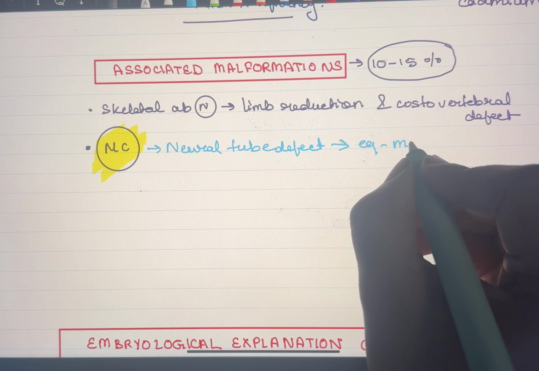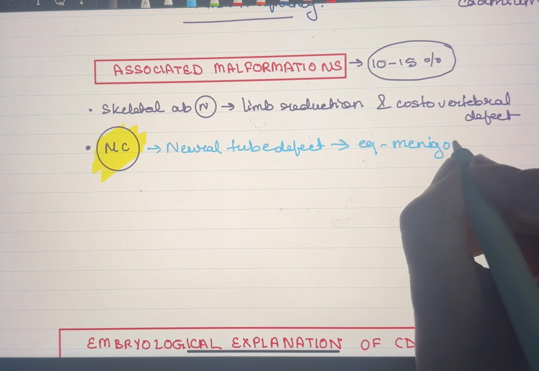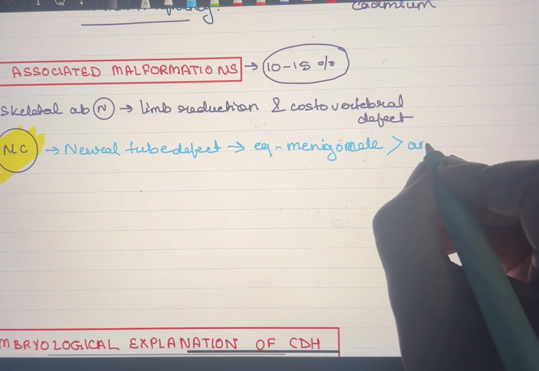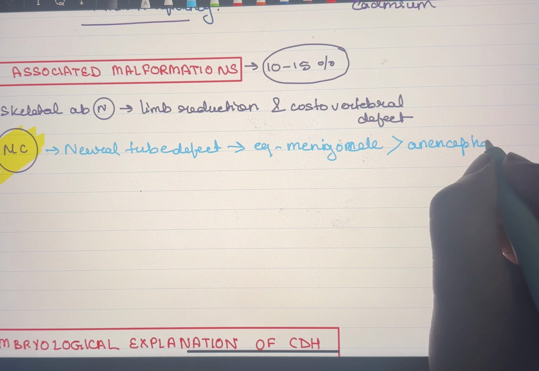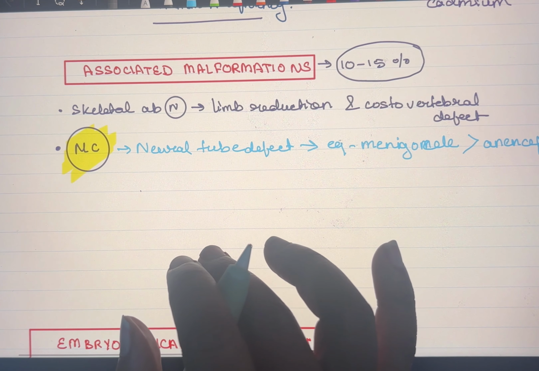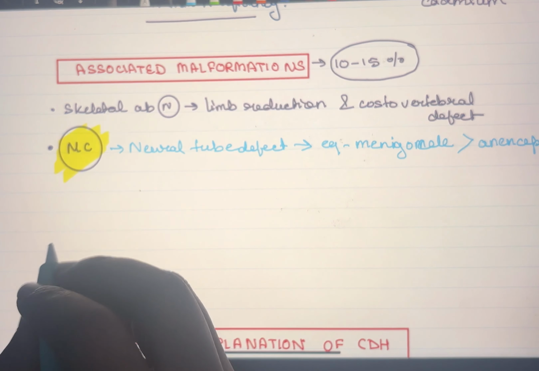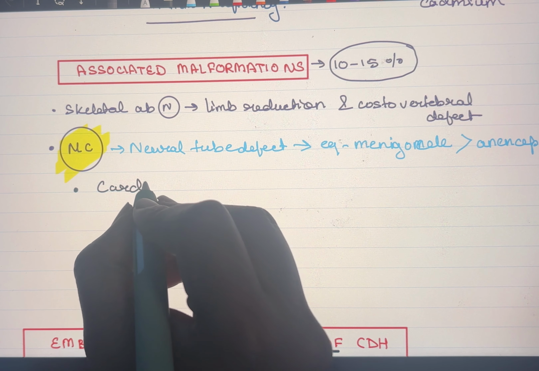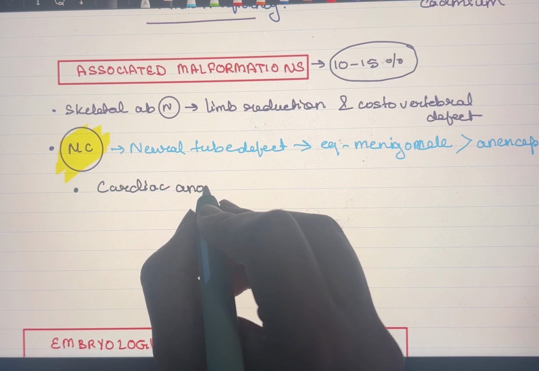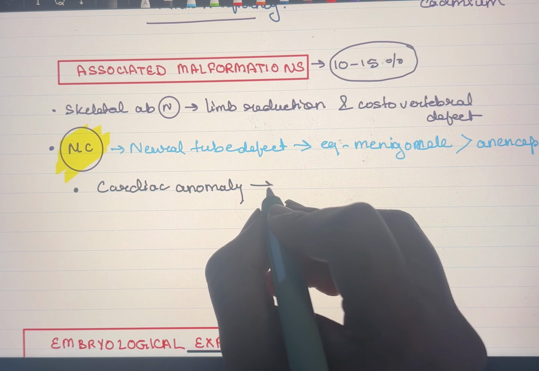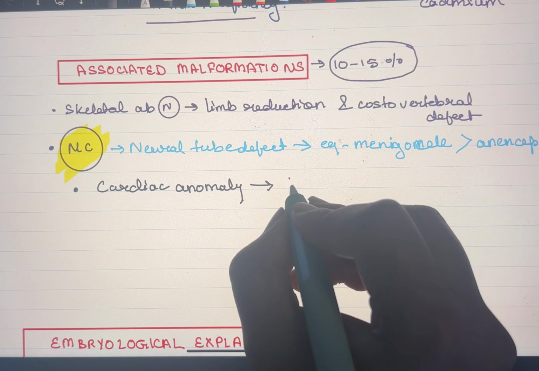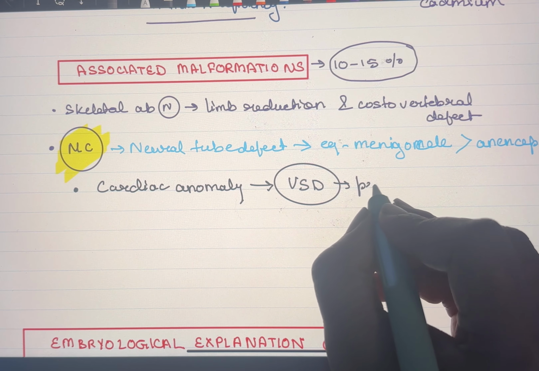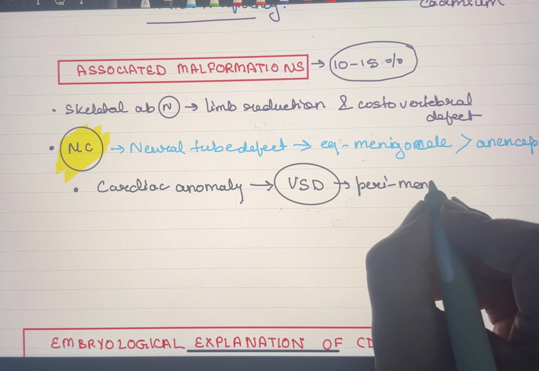For example, meningomyelocele and more than anencephaly. So the most common associated anomaly is the neural tube defect. Now, second, we have the cardiac anomalies. The most common cardiac anomaly which occurs in congenital diaphragmatic hernia is VSD, that is ventricular septal defect. Which type of VSD? Perimembranous type of VSD.